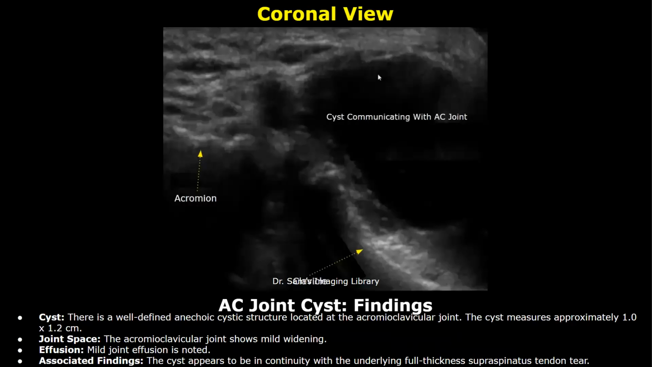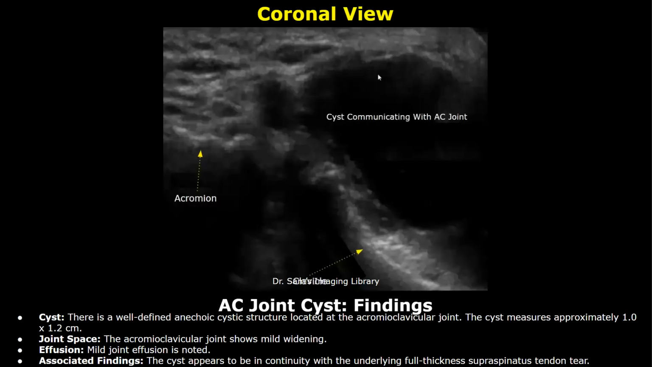Cyst: there is a well-defined anechoic cystic structure located at the acromioclavicular joint. The cyst measures approximately 1 by 1.2 centimeters. Joint space: the acromioclavicular joint shows mild widening. Effusion: mild joint effusion is noted.